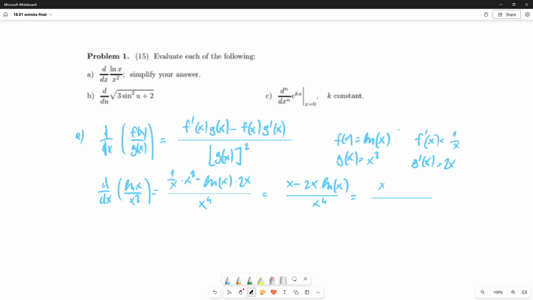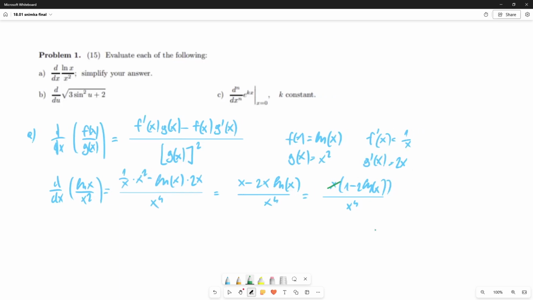We can extract x, and now we can cancel out this x with x to the power of 4, which leaves power of 3 in the denominator. So the result is 1 minus 2 times ln of x over x to the power of 3.